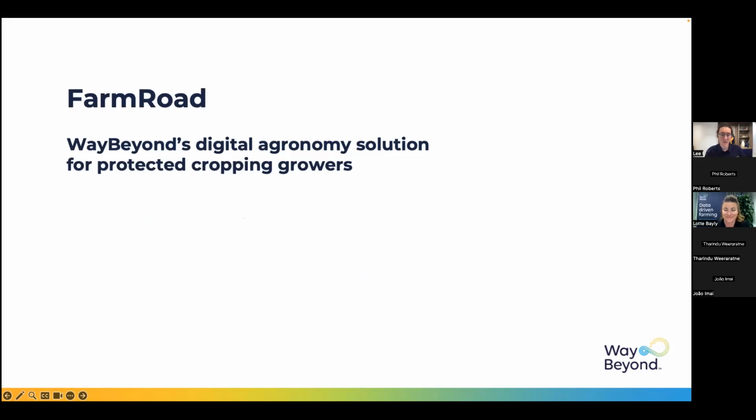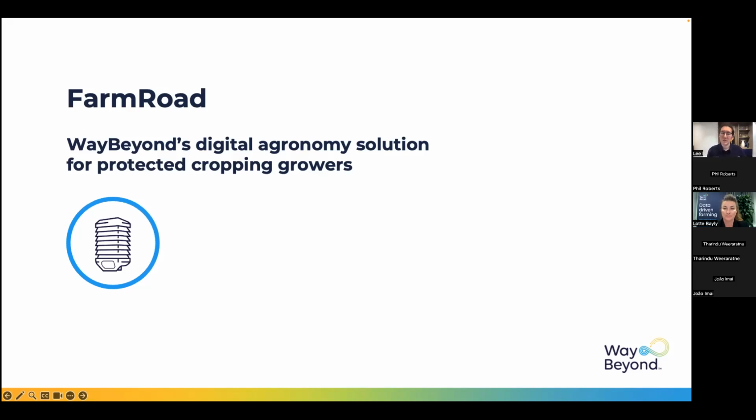So before we go into the Q&A, I just want to give a little bit of an overview of FarmRoad. FarmRoad is Waveyon's digital agronomy solution, and it consists of a sensor network. You can deploy as many sensors as you want within a greenhouse, and each sensor records radiation and PAR, so both light, humidity, temperature, CO2, and barometric pressure.